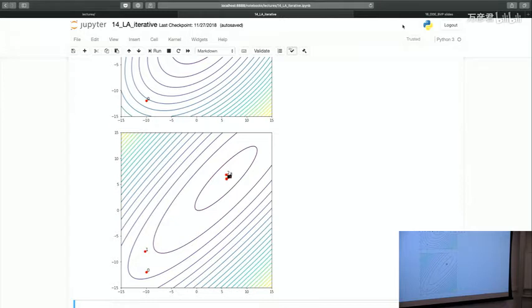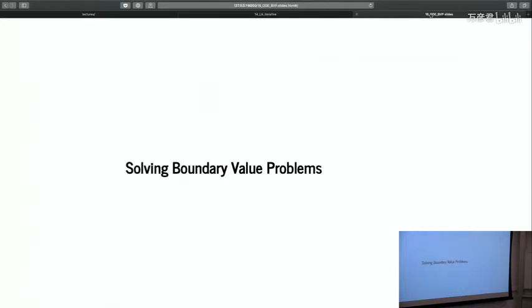Okay, so we will switch to boundary value problems. We've talked about boundary value problems a couple times. We motivated the last iterative section with boundary value problems, and now we're going to actually go through kind of more systematically, talking about their solution and different ways to handle them.